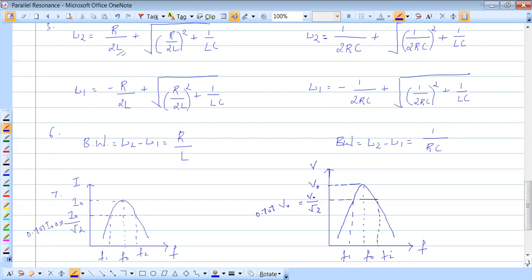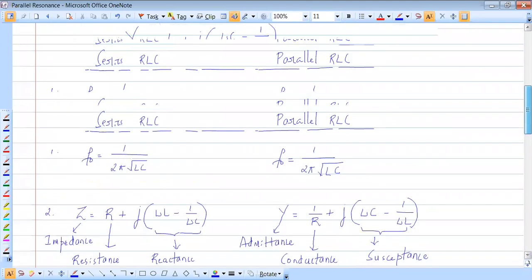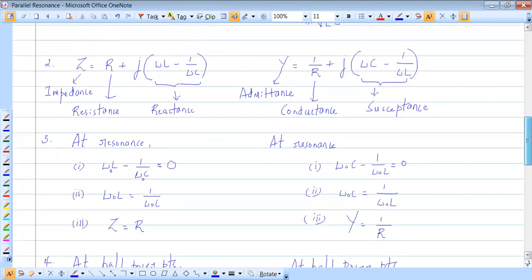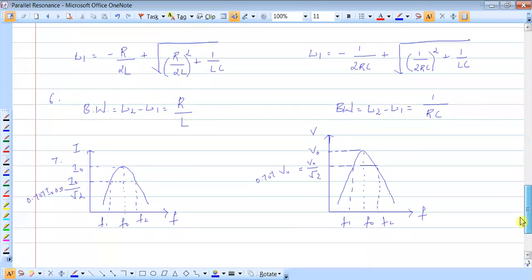If you are going by series resonance, we plot I versus F. If we go in parallel resonance, we record V versus F. Understand that point? So you have to just look at all this and understand. Fine. Now, since we have understood what duality is, let's just derive one or two equations of this.